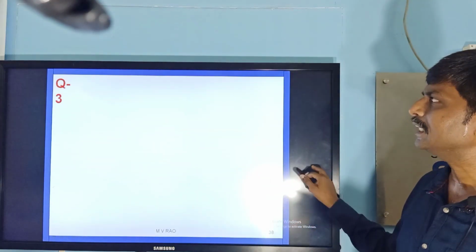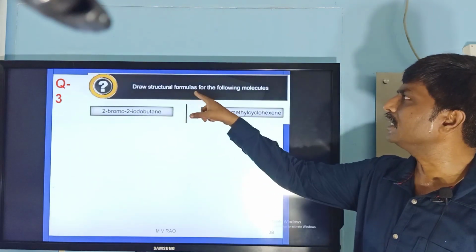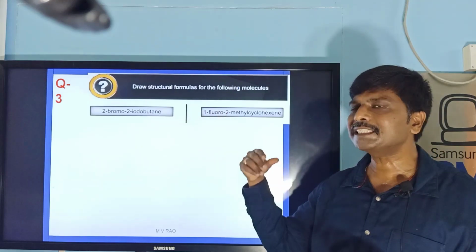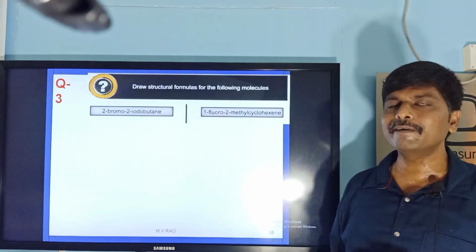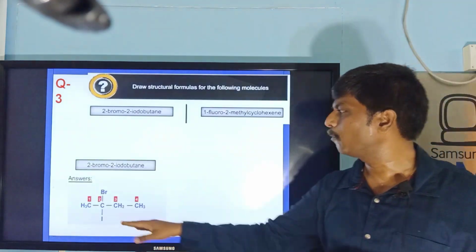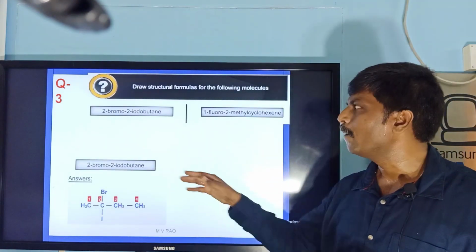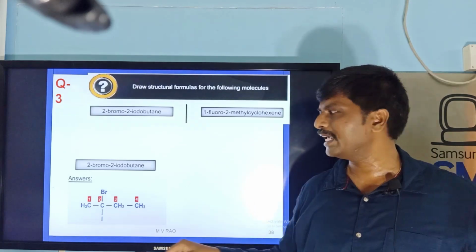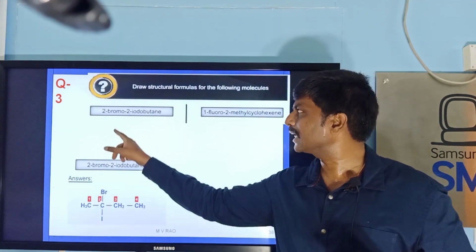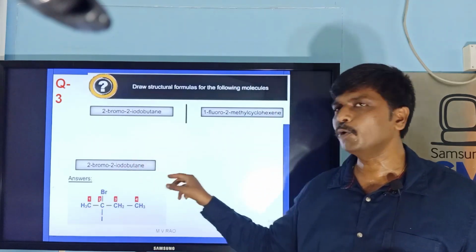Next, question number 3. Draw the structural formulas for the following molecules. You have to draw the structure. Here the compound name is given: 2-bromo-2-iodobutane. Take but, 4 carbons, 1, 2, 3, 4. But over, single bonds, ane over. Next, 2-iodo, at the second carbon I. At the second carbon Br. 2-bromo-2-iodobutane.